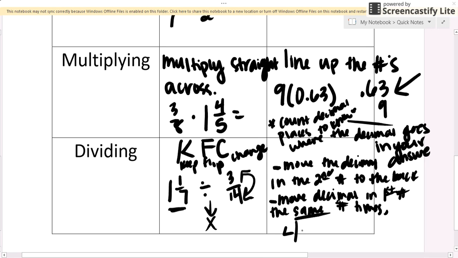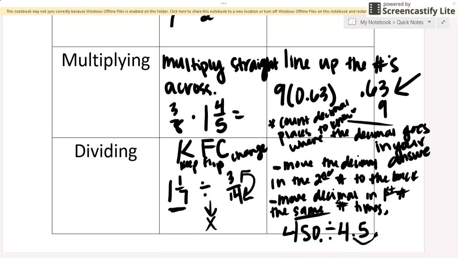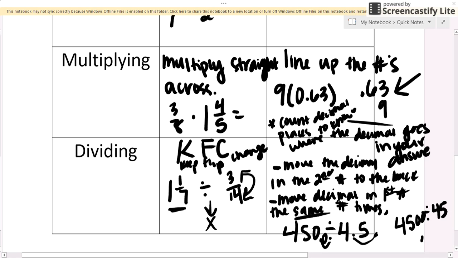So if I have the problem 450 divided by 4.5, I have to take this decimal point here and move it once. All right, that gets it at the back. Then in 450, my decimal point is way back here. I have to move it once, but I don't have anywhere to go with it. Okay, so I have to move it once. What do I put in that empty spot? I put a 0. Okay, so my new problem is going to be 4,500 divided by 45. So you can rewrite it, 4,500 divided by 45, and solve that problem.